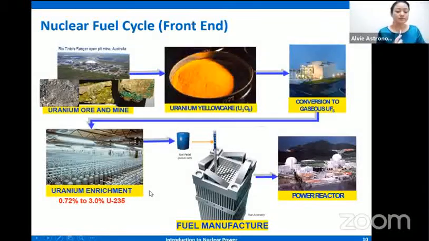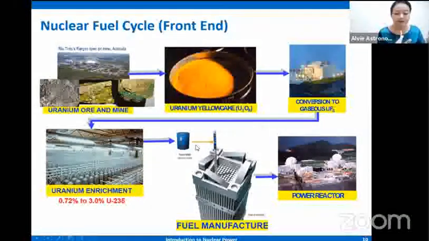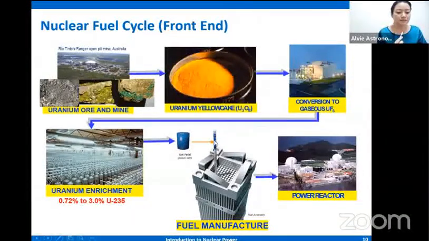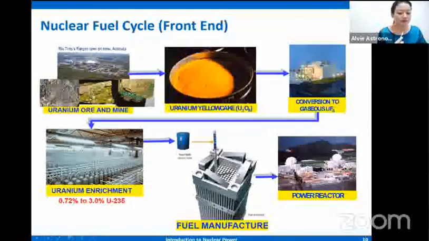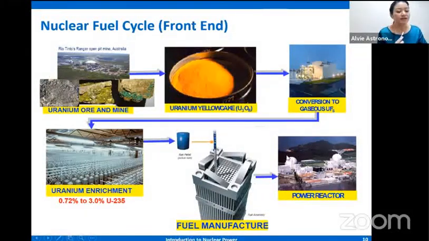Then from here, the uranium is converted or pelletized, and then it is assembled in a fuel rod and then in a fuel assembly. And from here, it can be used in the power reactor.